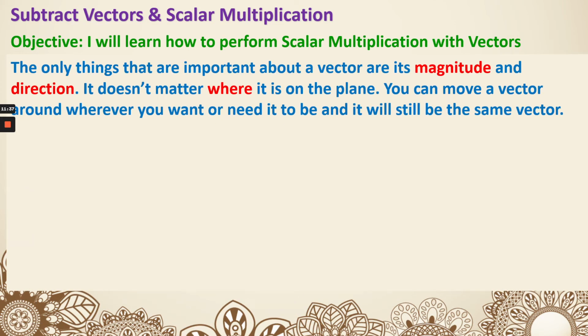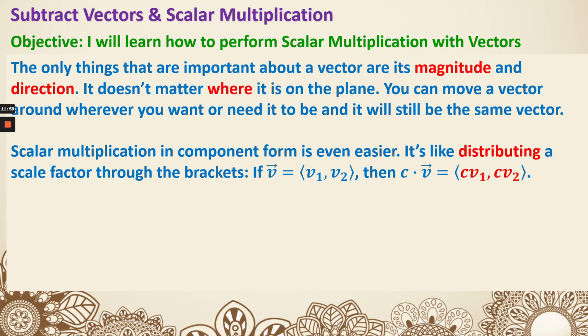The only things that are important about a vector are its magnitude and direction. It doesn't matter where it is on the plane. That is something we mentioned last time, and that is why in the previous example, I did draw them in different places. Some in standard position, some just have the same initial point. You can move a vector around whenever you want or need it to be, and it will still be the same vector. Scalar multiplication in component form is even easier.